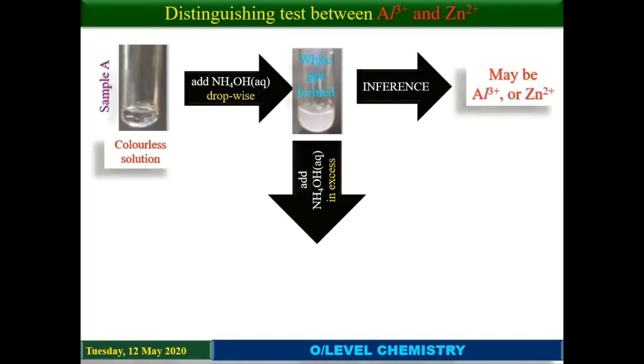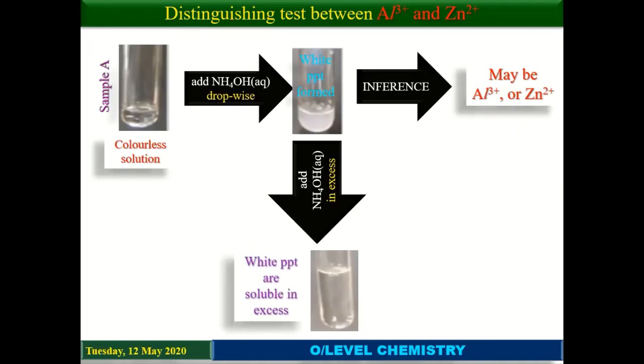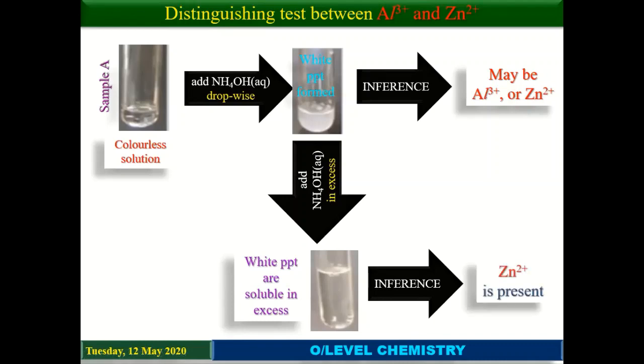And then we further add ammonium hydroxide in excess. And you should note that aqueous ammonium hydroxide is also known as liquor ammonia. The same name is given because it is obtained by dissolving ammonia gas into water. So again, the white precipitate is soluble in excess because it has become transparent. What is the inference? It means zinc is present.